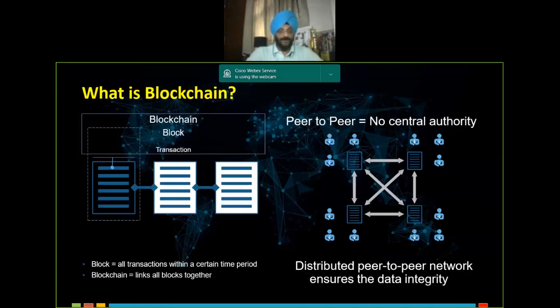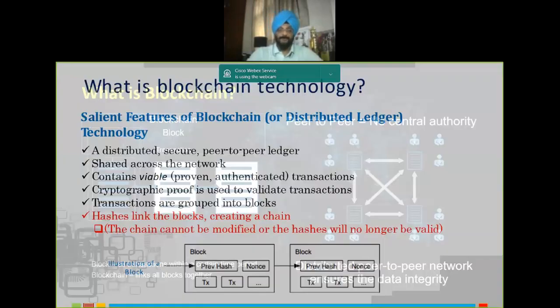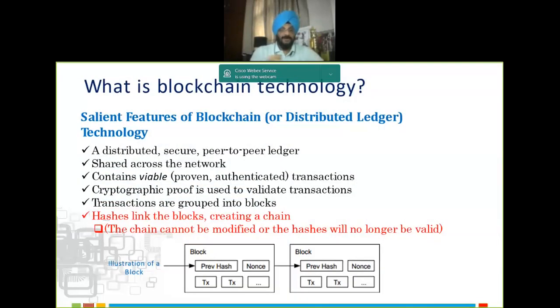I have already told you that you have the blocks, and all transactions within a certain period of time are filled in. We discussed that, and all the blocks are linked together, peer-to-peer, with no central authority, and distributed. But to ensure data integrity, that's very important. This we have already done.